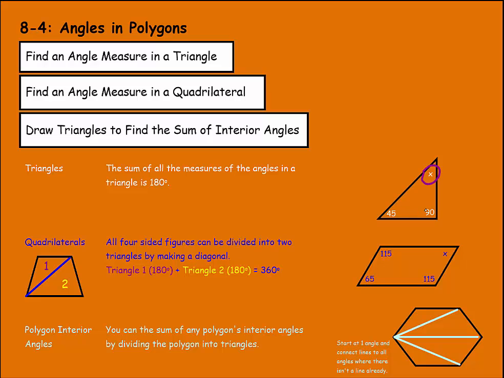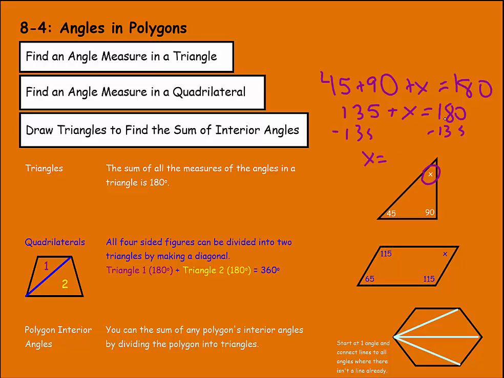For example, we have 45 and 90, so 45 plus 90 plus whatever x is going to equal 180. Well, 45 plus 90 is 135, so 135 plus x equals 180. Subtract 135. x then equals 55 degrees. So knowing that a triangle is 180 degrees, we can solve for x.